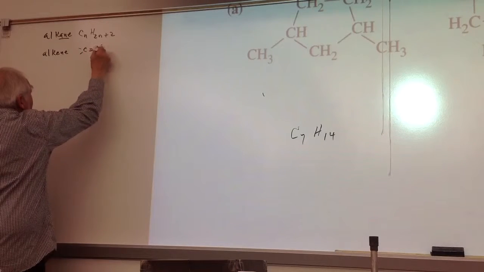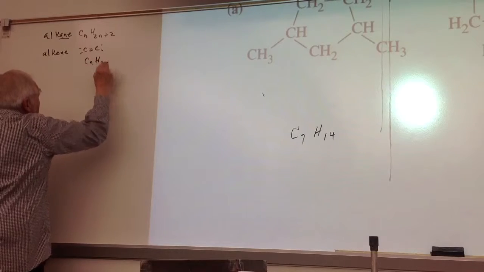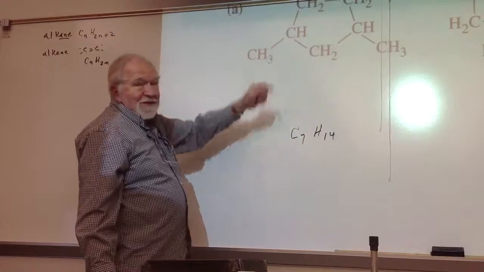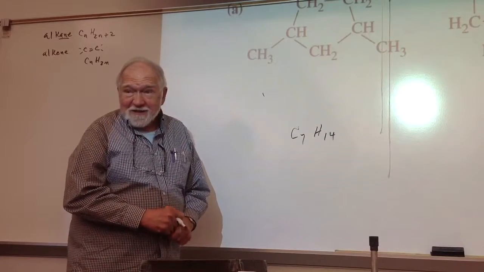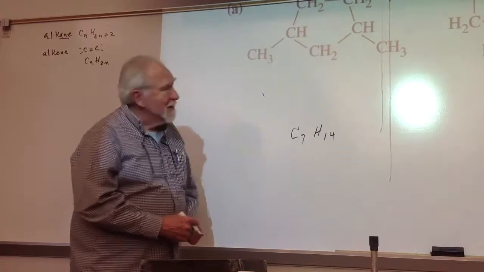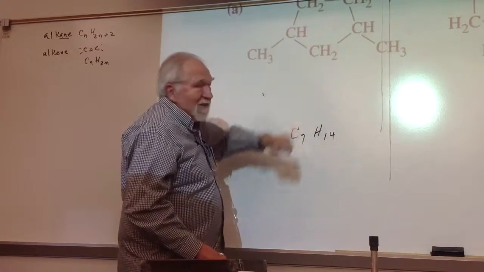There could be other things on here. But that looks like an alkene, but there's no double bond. It's still a saturated molecule, so it is an alkane because there are no double bonds. That means this is a cyclic structure.